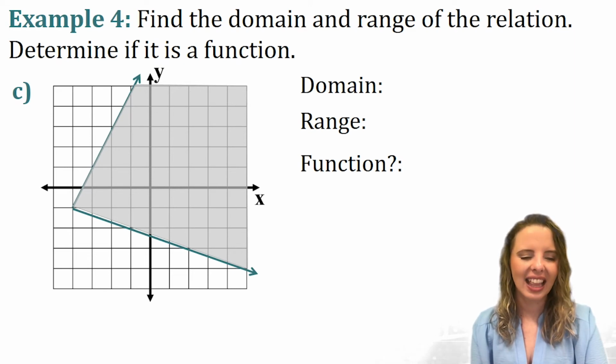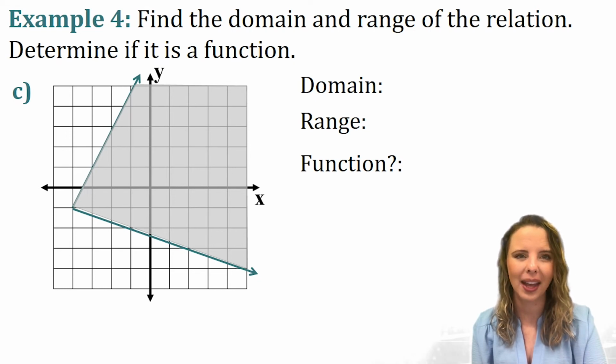So I have highlighted the part of our function, or the part of the graph, the coordinate plane that is included in our function. Our relation, we don't even know if it's a function yet. And our relation, the shaded part. Anything that's outside the shaded part is not necessarily in the function.